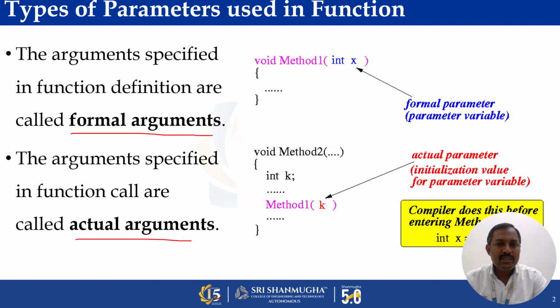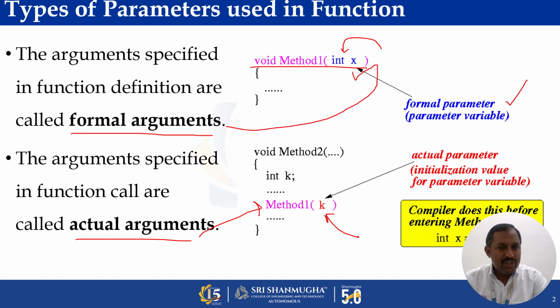What are formal arguments? Arguments which are used in the function definition are called formal arguments. Next, the arguments or values which are used in the function call are called actual arguments. The arguments used in the function call are actual arguments, and the arguments used in the function definition are formal arguments. These are the two types of parameters used in a function.